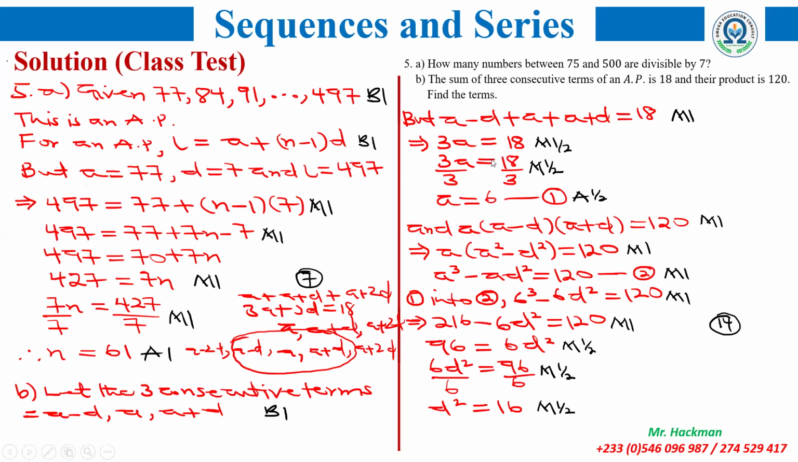So I have to check, because if the A is 6, then that is what it should be. This will give us D. So 3A is equal to 18, so A will be equal to 6. So we are right here. Is that not it?